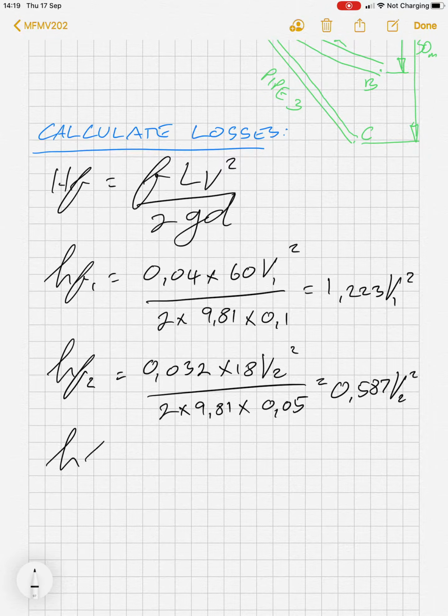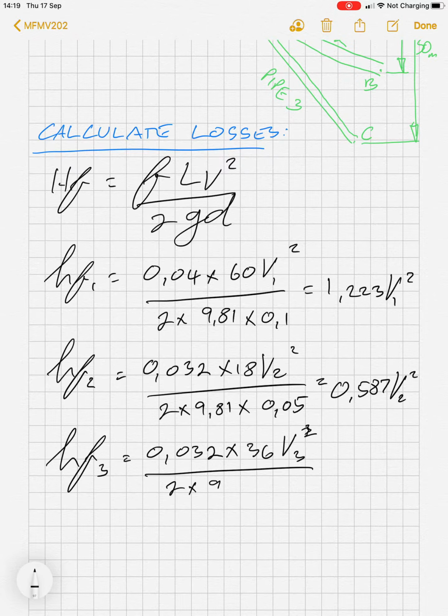V2 squared. And the head loss due to friction in pipe 3 is 0.032 times 36 meters long times V3 squared, divided by 2 times 9.81 and the diameter 0.075, and that is 0.7828 V3 squared.